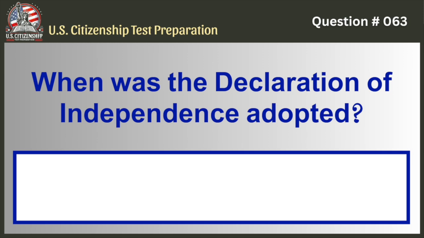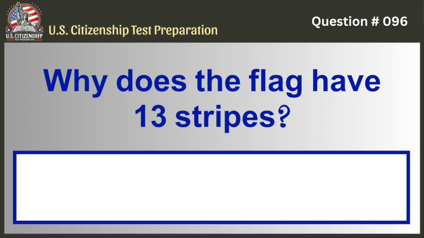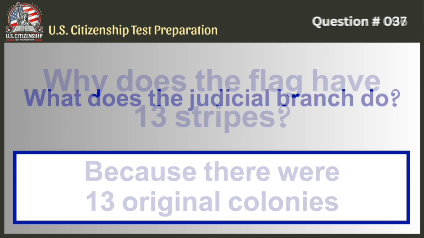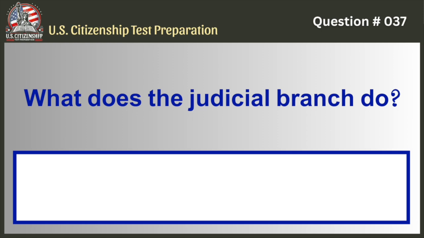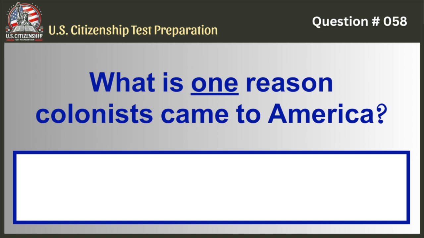When was the Declaration of Independence adopted? July 4, 1776. Why does the flag have 13 stripes? Because there were 13 original colonies. What does the judicial branch do? Reviews laws. What is one reason colonists came to America? Freedom.